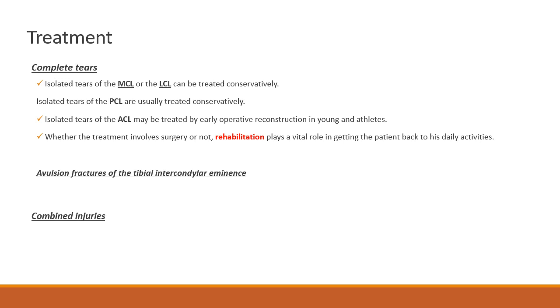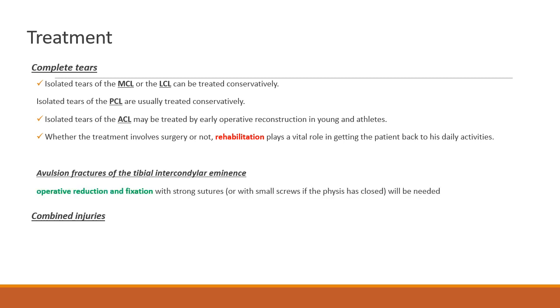Management of complete tears of the ligament depends on the ligament itself and on the host, the patient. An isolated MCL or LCL injury is usually treated conservatively in a functional knee brace. An isolated PCL injury is treated conservatively as well. An isolated ACL injury in a young patient or athlete has to be reconstructed surgically. Treatment of a complete tear should be followed by an intense rehabilitation program to strengthen the muscles around the knee joint and to maintain the range of motion.